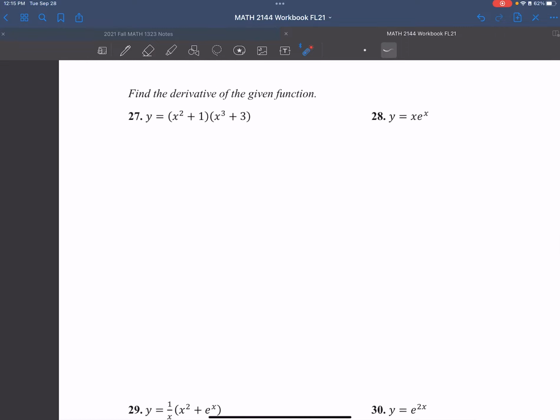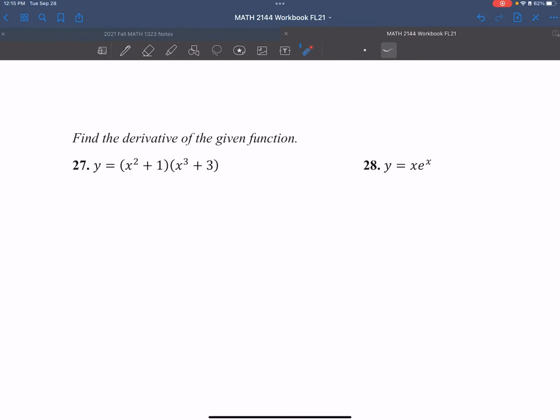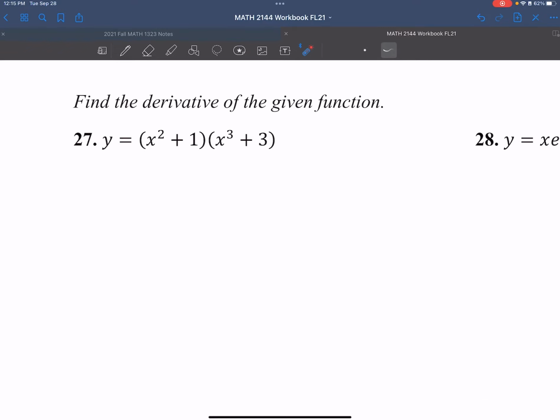Let's see what we got. Ooh, we got 4 together. Man, I'm really trying to sell you on this product rule. Such a lame joke. It's all right.